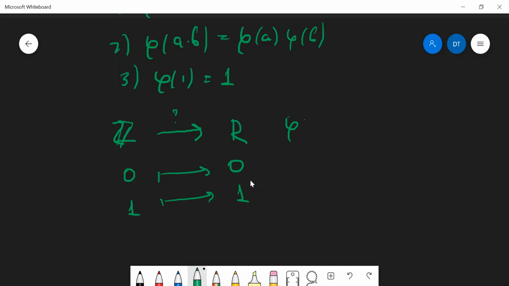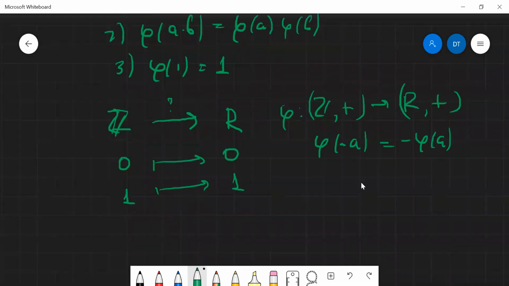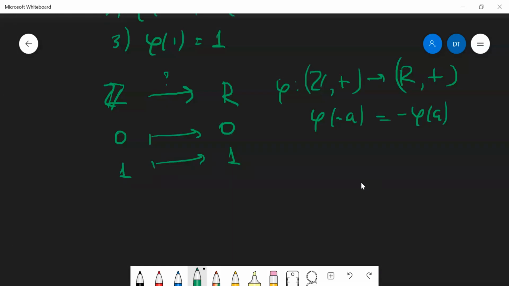Also, since phi is a homomorphism of the additive groups, if you remember, we proved that every homomorphism of groups takes the neutral element to the neutral element and takes the inverse element to the inverse element of the image. So here it means that phi of minus A equals minus phi of A, because here we use the additive notation for the operation plus. So that was the part of the claim about homomorphism of groups. So it means that minus 1 goes to minus 1.